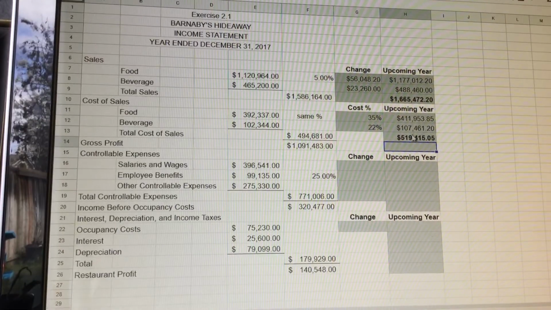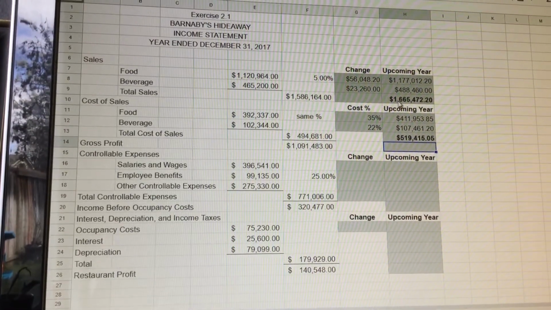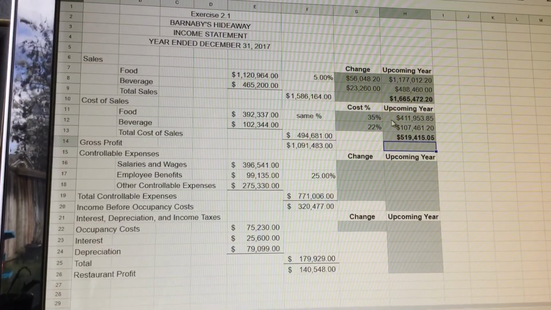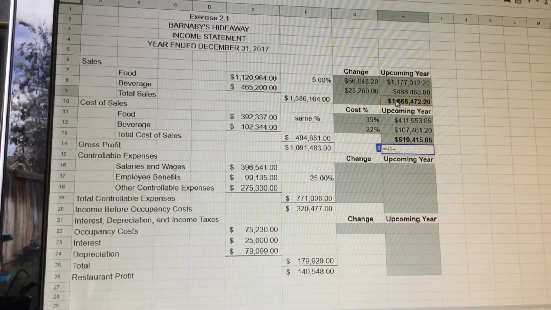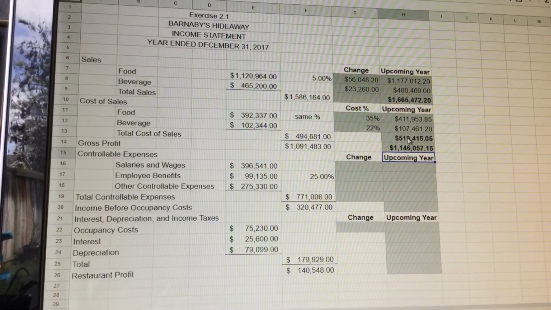Now you figured out, we started with $1.6 million in sales. To figure out what our gross profit is, we're going to take those total sales and we're going to subtract our total cost of sales, and that's going to give us our gross profit.